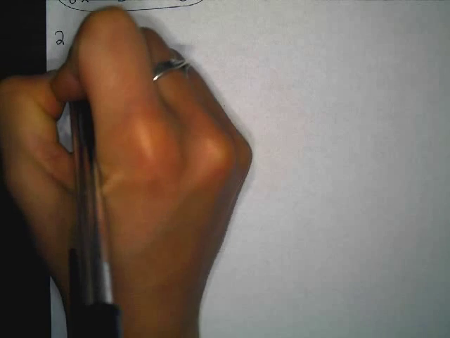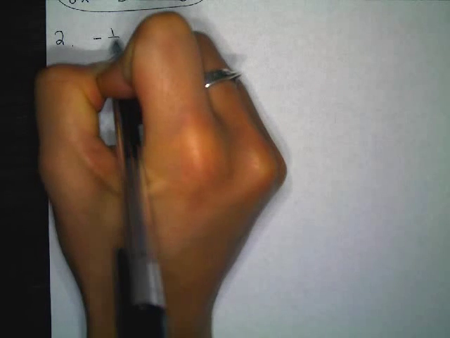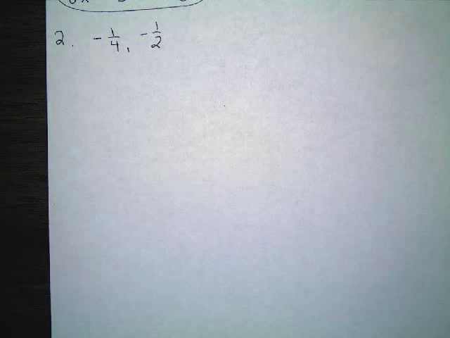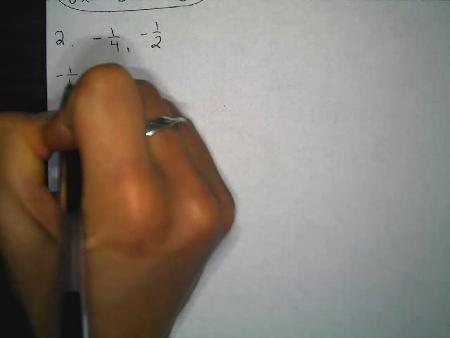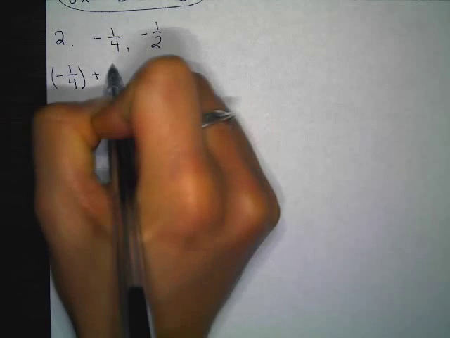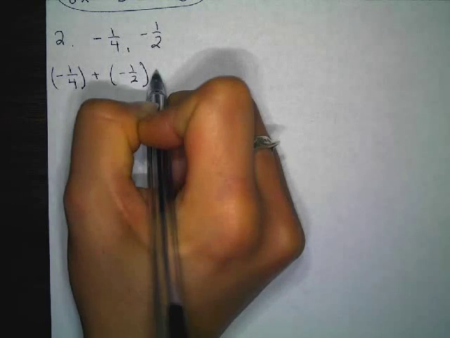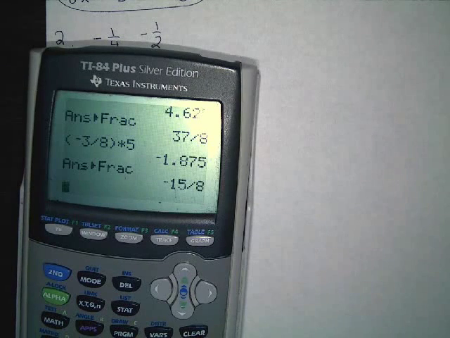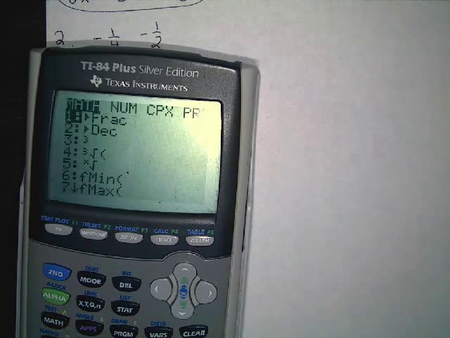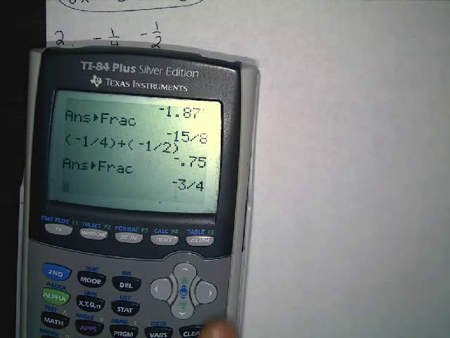We'll try a couple more. Let's say we have -1/4 and -1/2 for our roots. Again, the first thing you're going to do is add them. So we have -1/4 plus -1/2. Again, notice how I have parentheses. Change it to a fraction, gives me -3/4.